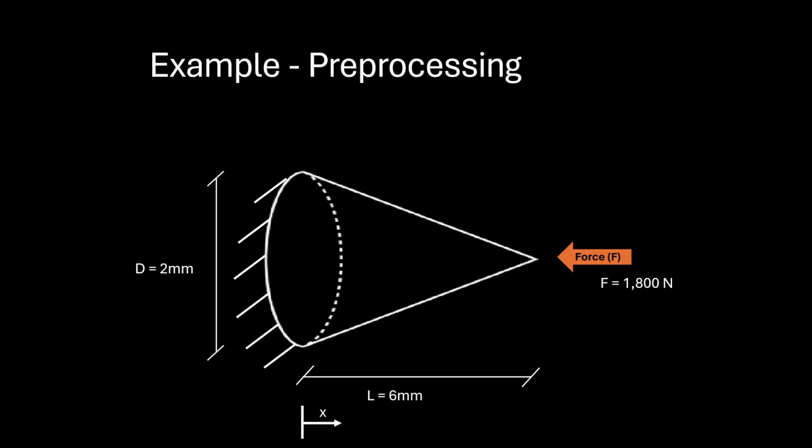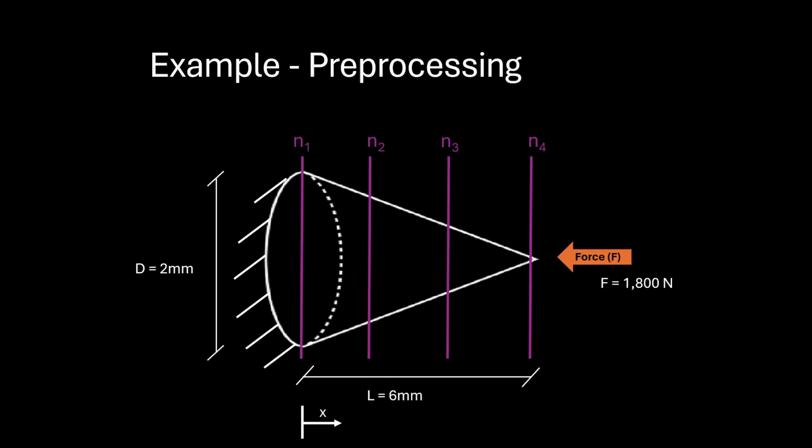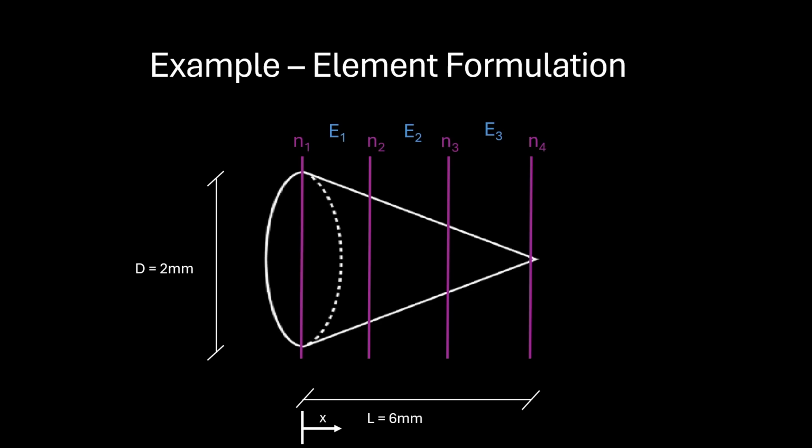So let's do our pre-processing. We're going to break this up into elements and nodes. So we'll break it up into 4 nodes, and that makes 3 elements. And we're going to make all these elements the same length just for simplicity's sake. And basically our pre-processing is done. In more complex or multidimensional examples, this is definitely not a trivial task, but here it's pretty straightforward.